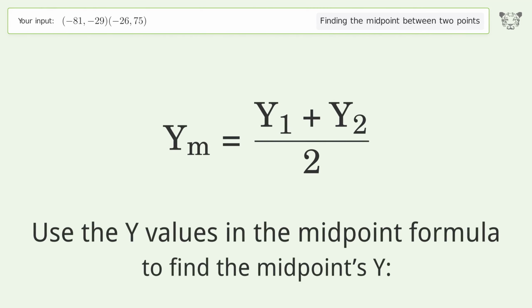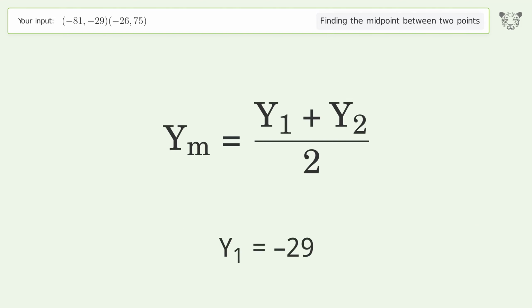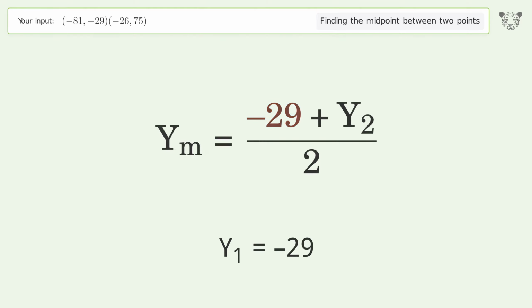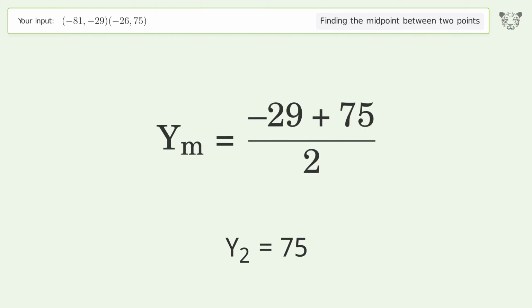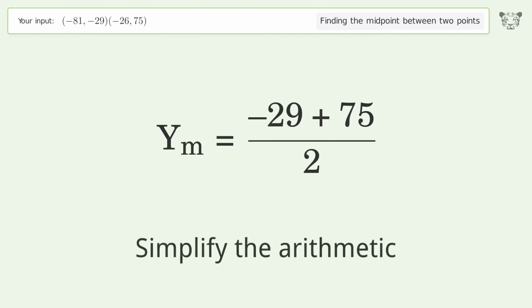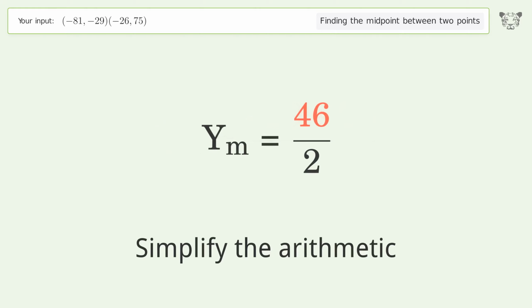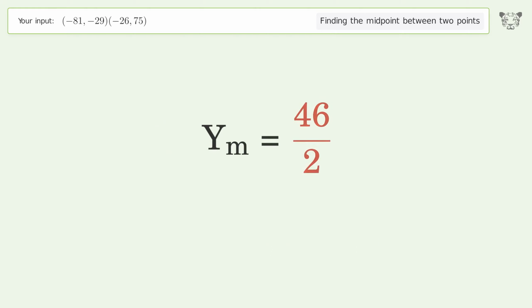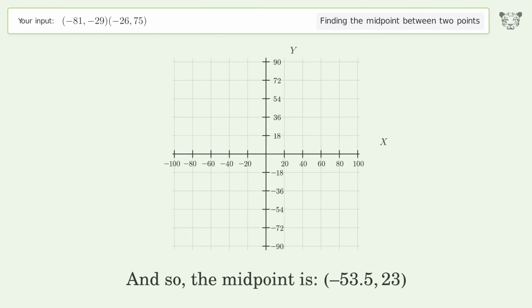Use the y values in the midpoint formula to find the midpoint's y. y1 equals negative 29. y2 equals 75. Simplify the arithmetic. And so, the midpoint is negative 53.523.